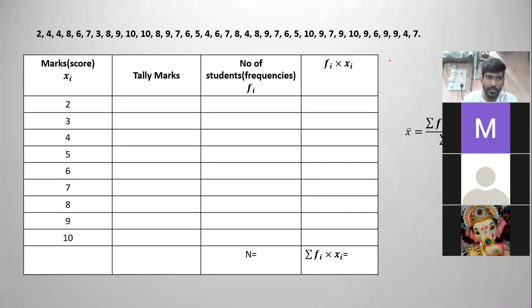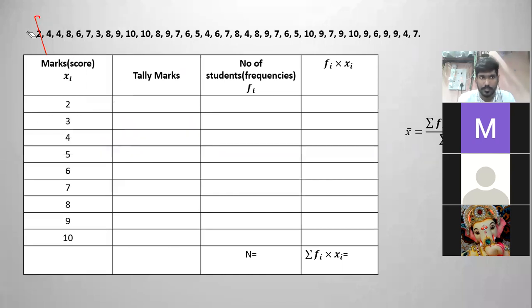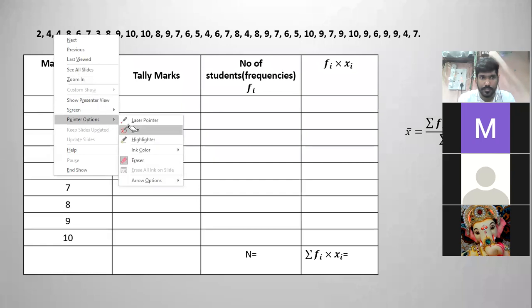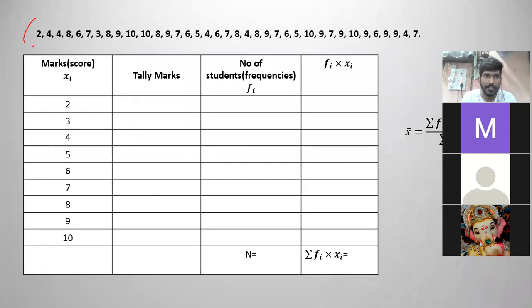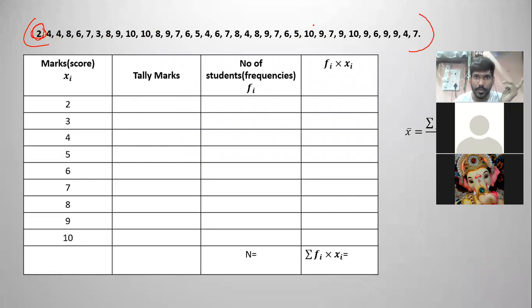I'll tell you first. Now see, these are the data values given to you. There are numbers which are repeated many times. What you do is first see the smallest value in this data. Which is the smallest value? 2. Correct? 2 is the smallest. And you see the greatest one. Which is the greatest one? 10. 10 is the greatest one.